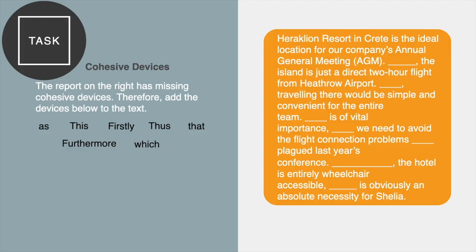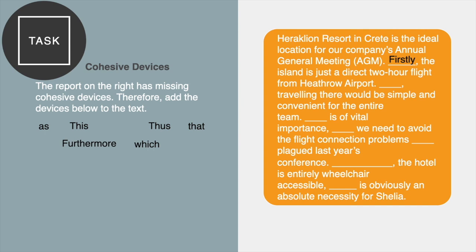Now it's time for a task. Cohesive devices. The report on the right has missing cohesive devices. Therefore, add the devices below to the text. Pause the video and press play when you're ready to continue. Now let's have a look at the answers.